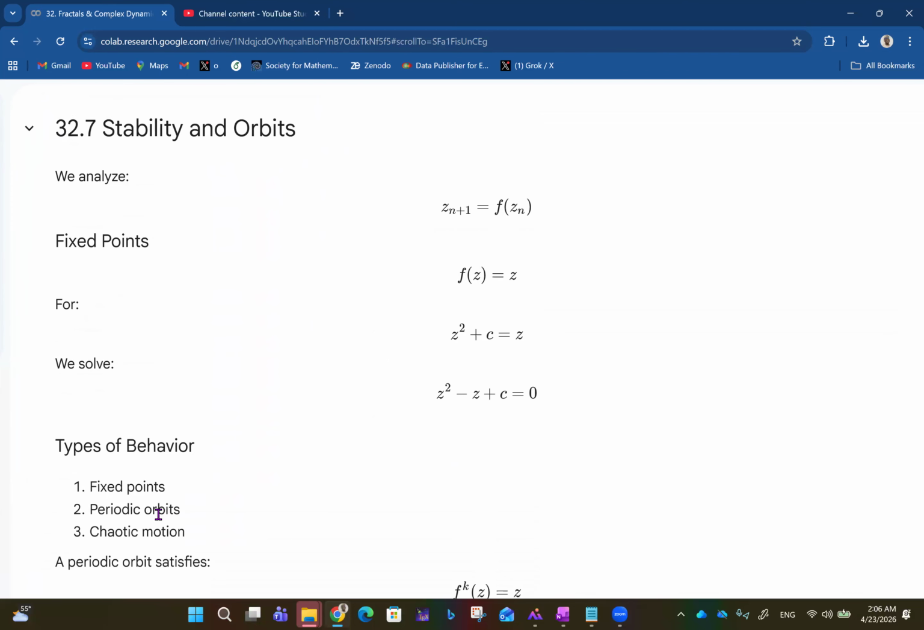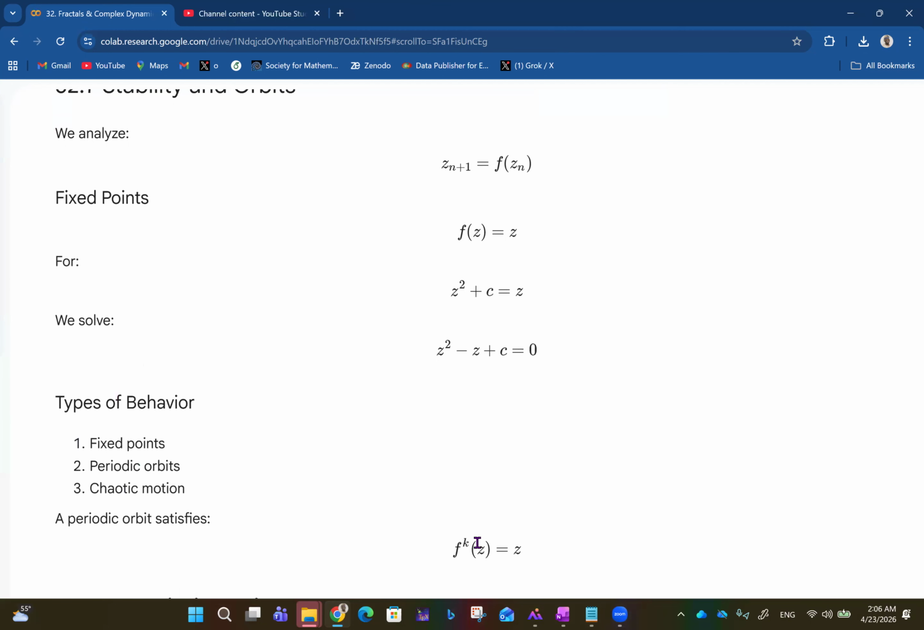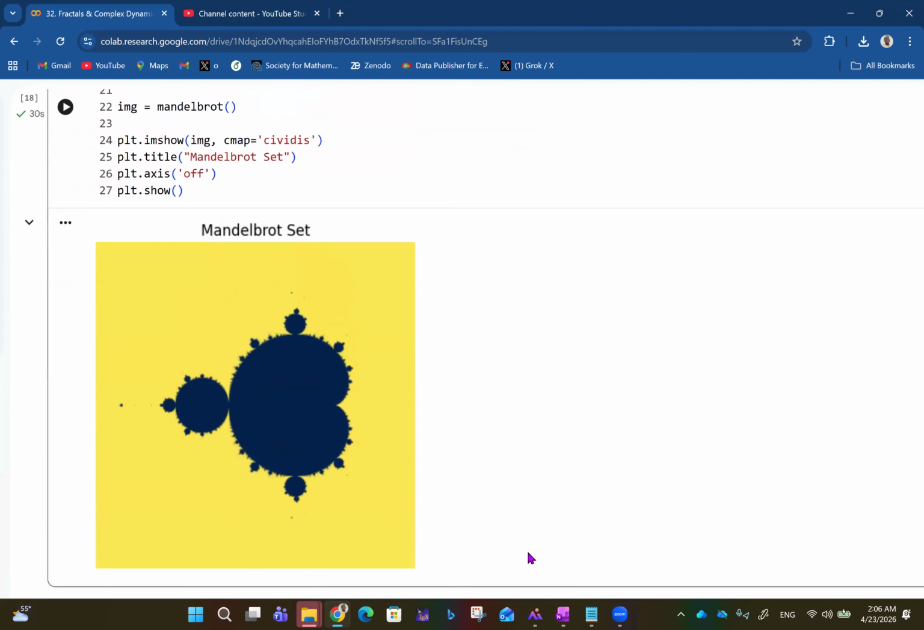So we have different types of behavior. We can have fixed points, we can have periodic orbits, we can have chaotic motion. And the periodic orbit satisfies the fact that f at the kth step of z comes back to z. I think that was the kind of thing we saw when you get -1, 0, -1, 0. That's some kind of periodic orbit right there. So okay, this is our final result.